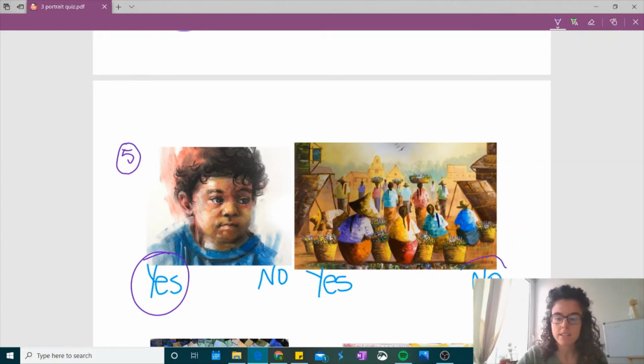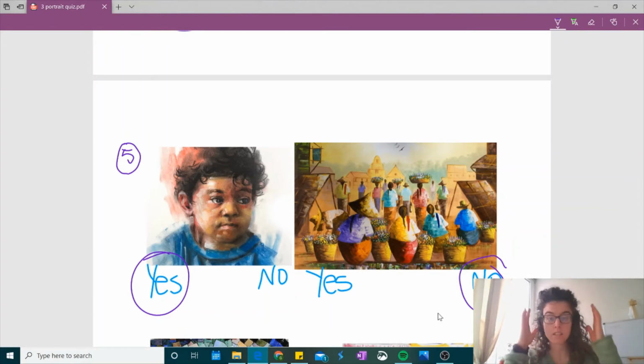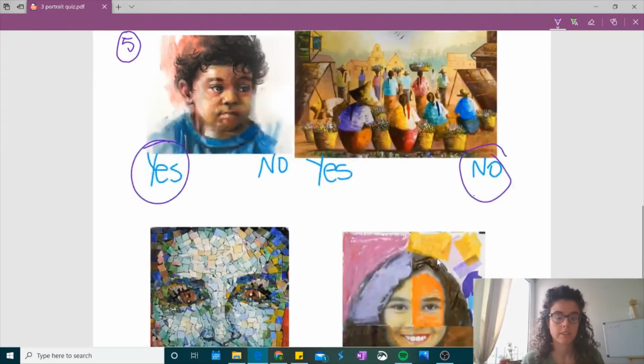This one is not a portrait. It's a very beautiful painting, but it is not a portrait. We don't see anyone's face here, right? There are no faces. It's all the back of their head. And there's not really one person that is the center or the most important. And that's what we need in a portrait. We need to have the subject of the portrait. So this one is not a portrait.